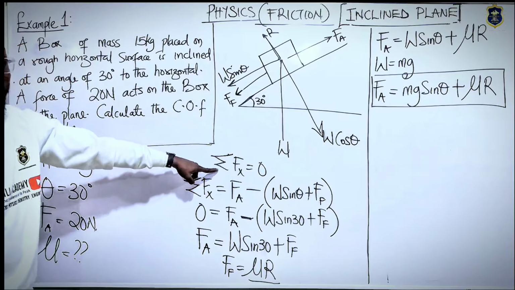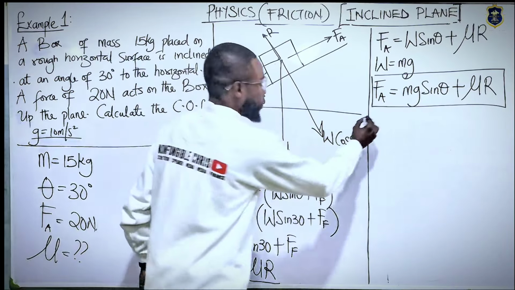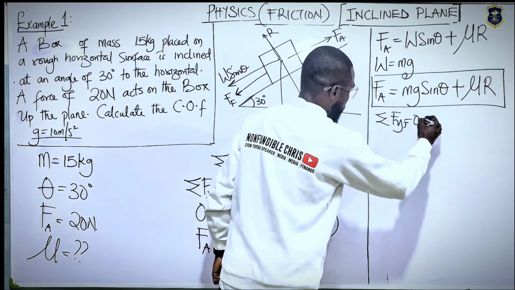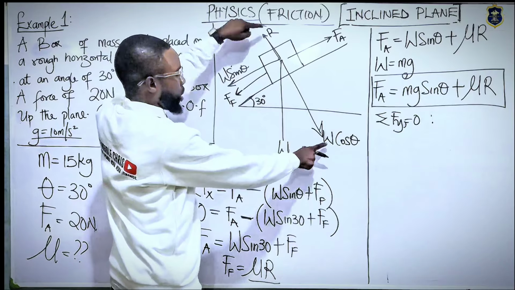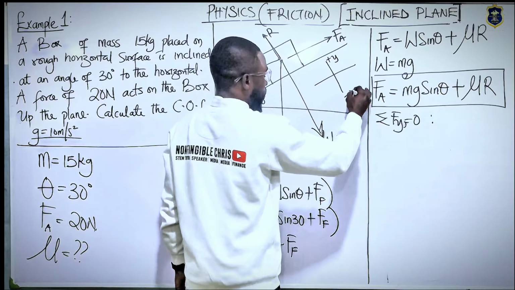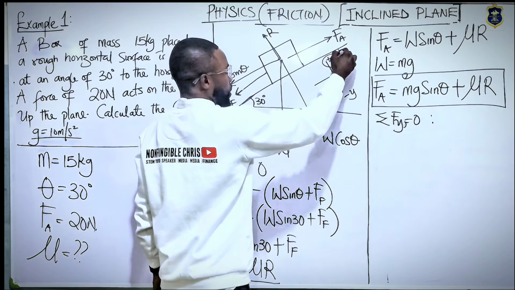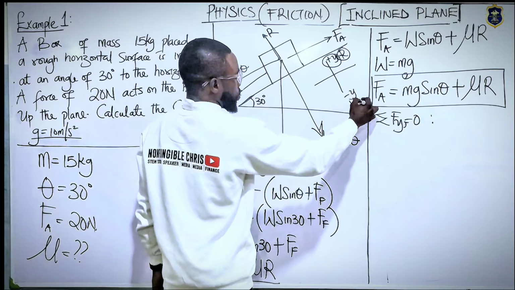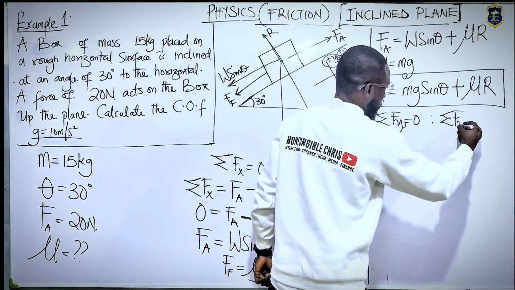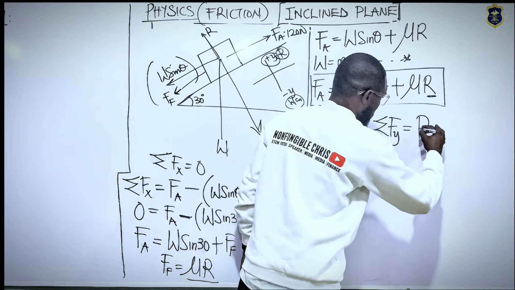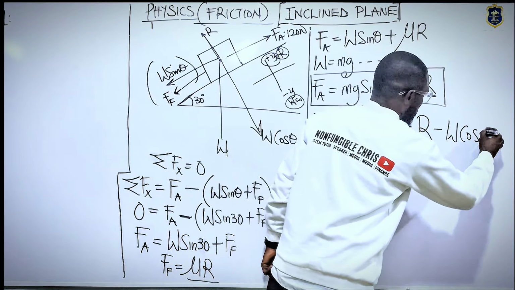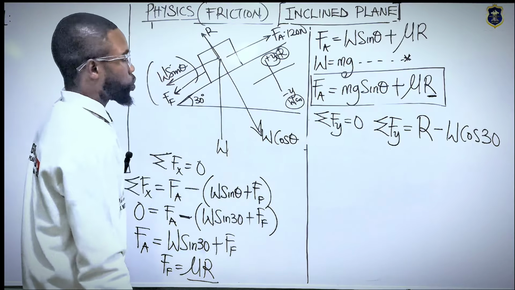We have done the summation for the x-axis. Let's look at the summation for the y-axis. If you are looking for all the resolution of forces in the y-axis, which is equal to 0, of course, it's going to be what? These are the two things we have there. If we do a free body diagram, this is a positive y, this is a negative y. So we have our R minus what? W cos theta. That's the little things we have there. So it's going to look like this. The sum of forces in y is going to be R minus W cos 30. Right? And we know that W is equal to mg.